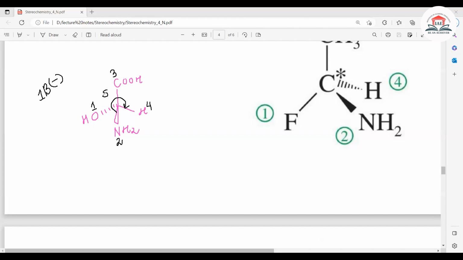The first step is to assign the directly attached priority. Then you have to see which group is below the plane, whether it is the fourth, third, second, or first one. Then you'll have to see how the rest of the groups are moving, clockwise or anti-clockwise, and depending on that, you can assign the configuration. Okay.